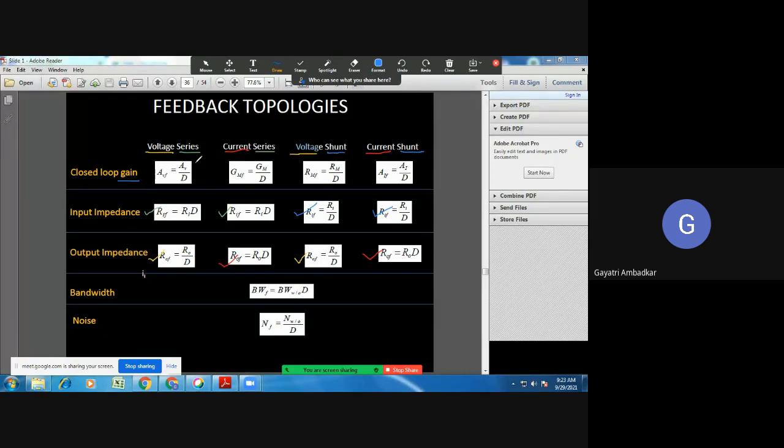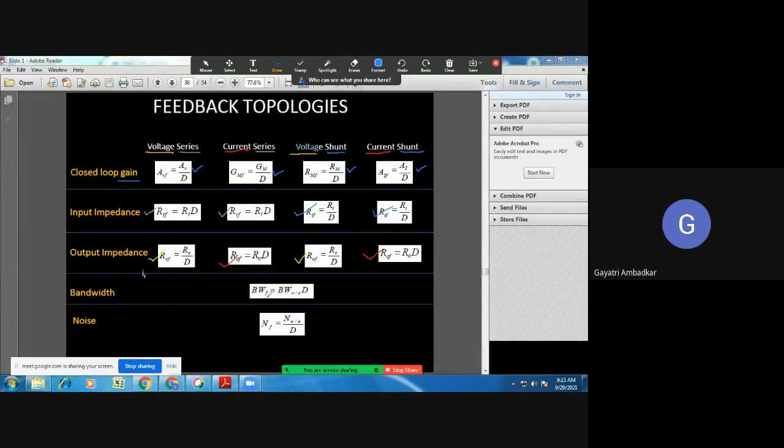Voltage amplifier. This is a voltage amplifier. Current series is a transconductance amplifier. Voltage shunt is a transresistance amplifier. And current shunt is a current amplifier. Right. Bandwidth: whenever you are applying negative feedback, bandwidth will increase.